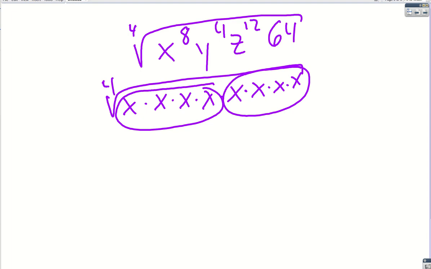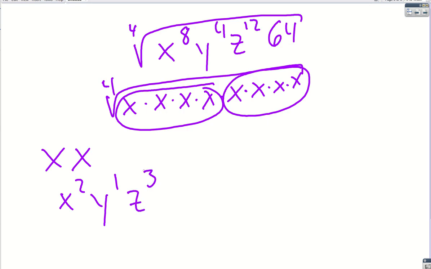Which means that I have x times x get to come out, which simplifies to x squared. Another way to view this is 4 goes into 8 2 times. So this exponent divided by this is what gets to come out, which means 4 divided by 4 is 1, and 12 divided by 4 is 3.